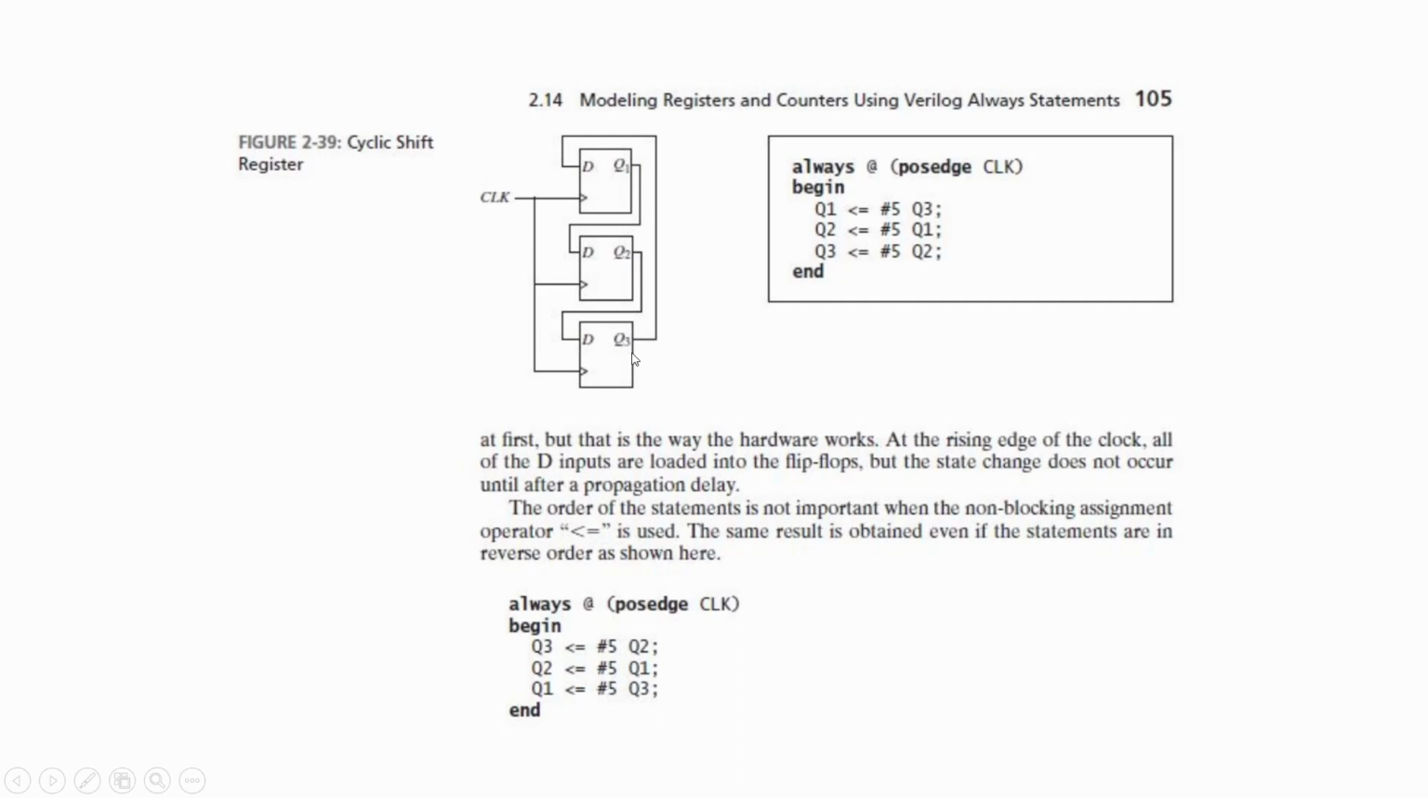When Q3 is 1, at that moment Q1 and Q2 will be 0. Then it is passed again. So Q1 will become 1, Q2 and Q3 0. Then Q2 will become 1, Q1 and Q3 0. That is how it goes. It's like a cycle of 1 getting passed from Q1 to Q3, and the process gets repeated. So the name comes, cyclic shift register.